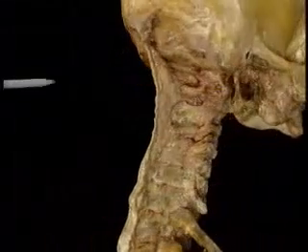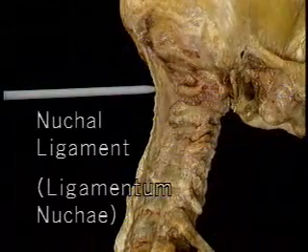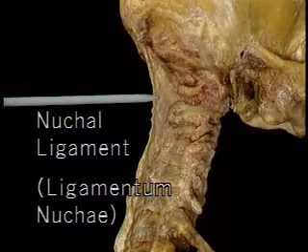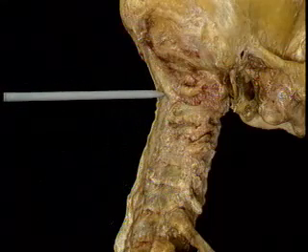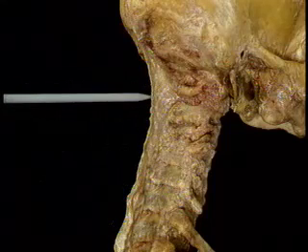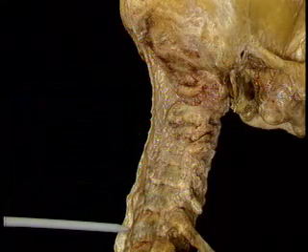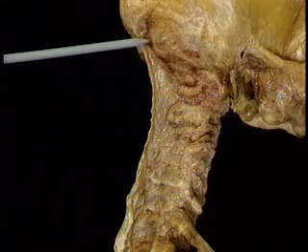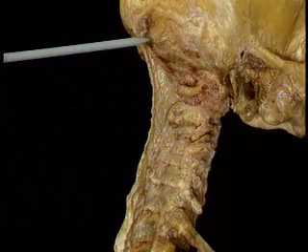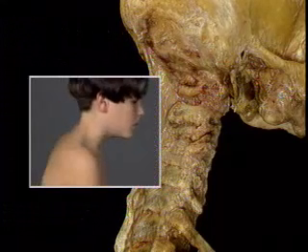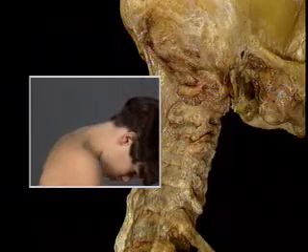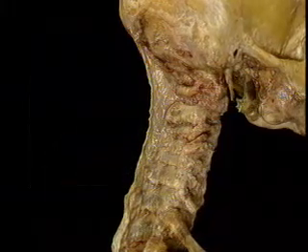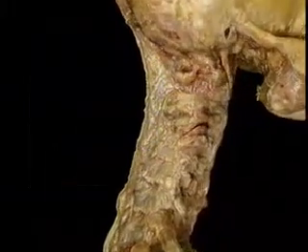Now we'll look at the three ligaments that run the length of the cervical spine, starting with the nuchal ligament. Here's the nuchal ligament, also called the ligamentum nuchae. It's a sheet of strong fibrous tissue that extends from the spinous process of the first thoracic vertebra to the external occipital protuberance. The nuchal ligament limits forward flexion of the head and the cervical spine. It also serves as the attachment for some major muscles.